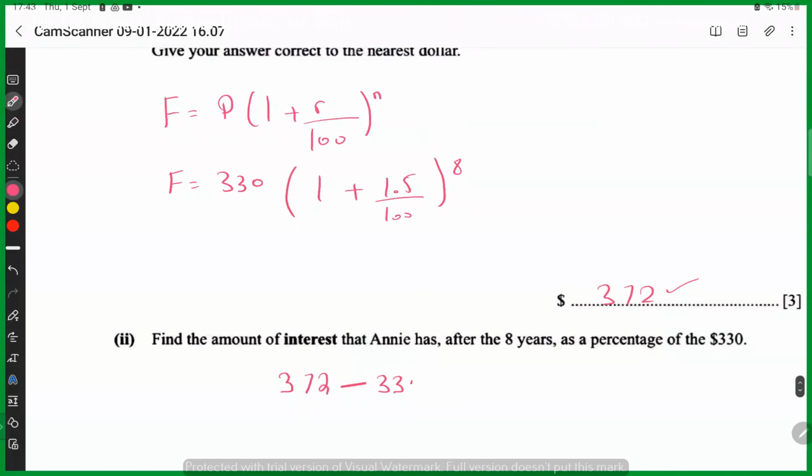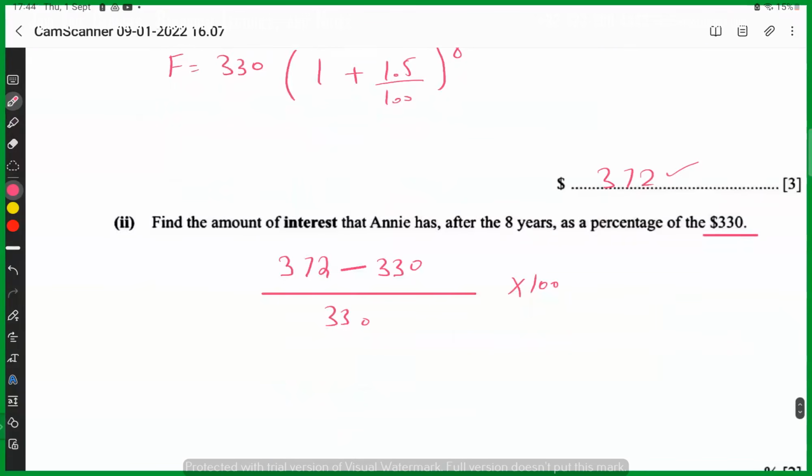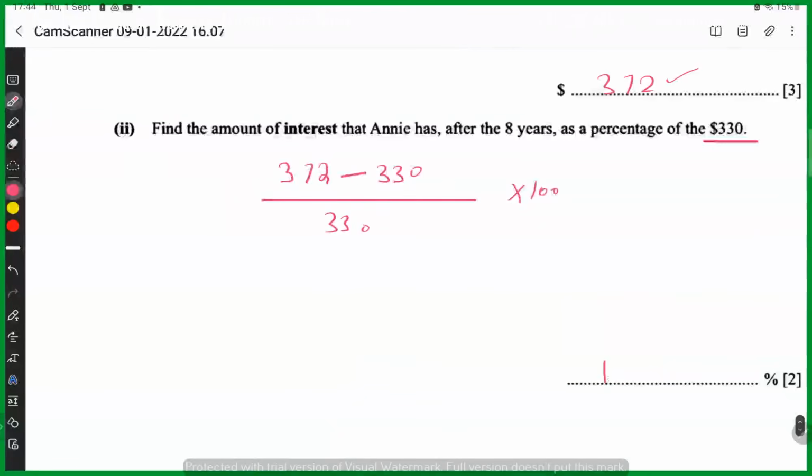And we need to find the percentage according to this. So this is going to come in the denominator, and we need to multiply this thing by 100%. So 372 minus 330, divide that by 330 and multiply it by 100. So this is going to give you 12.72%, that is 12.7%. Yes, well done, Taha.